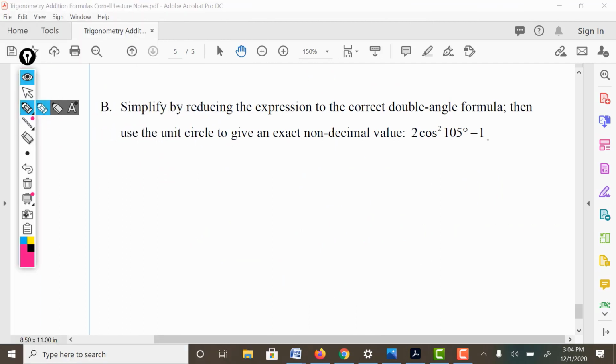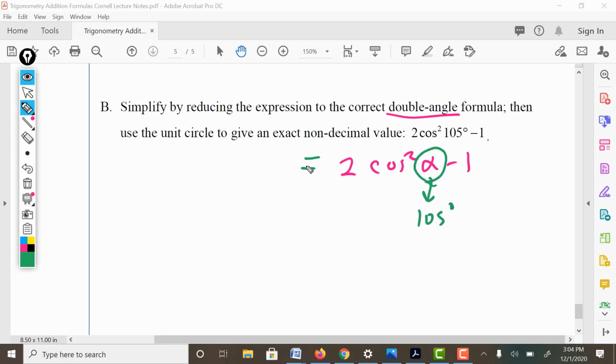Let's simplify the following by using the correct double angle formula, and then we use the unit circle to give the non-decimal exact value. So you'll notice that this looks a lot like 2 cosine squared alpha minus 1. So what I'm proposing to you is that alpha is 105 degrees. But where does this formula come from? Cosine 2 alpha. So if we're saying alpha is 105, alpha is 105.